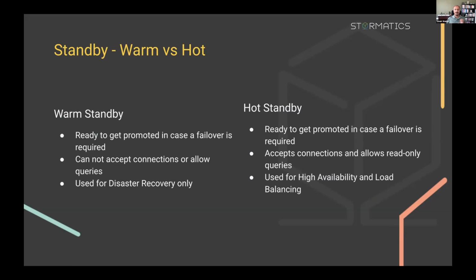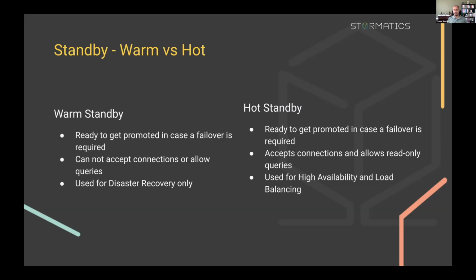While it is in standby, it cannot accept any connections, nor can it process any queries. It is simply receiving the write-ahead logs from the primary and replaying them on the host to make sure that it is ready to take over and that it has all of the data that is required to become the primary. A warm standby is used for disaster recovery purposes. In case disaster strikes and you need to recover, you can recover from the warm standby very quickly with an RTO that is low and hopefully an RPO that is low as well.